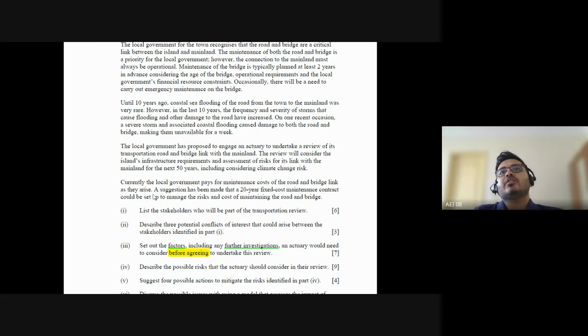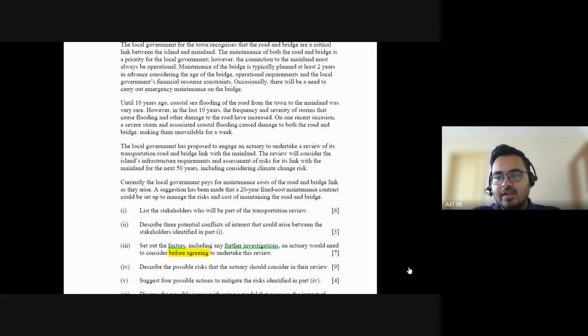It can also be between the residents of the mainland versus the residents of that particular area. It can also be between the actuary and the local government, or the actuary and the residents, because the actuary is supposed to be absolutely objective about what he's trying to build, while the residents of the main town don't care about the actuarial report. They're like, this has to be there because it is a means of survival for them. So there are multiple parties you can identify. It's a pretty straightforward question, and given that it asks for examples, you just have to pick a couple of points from both sections and identify what the potential conflict of interest can be.